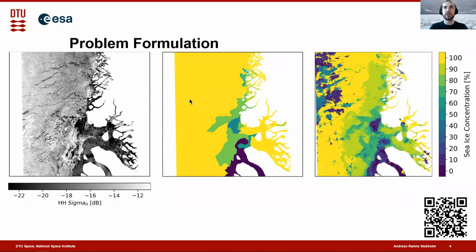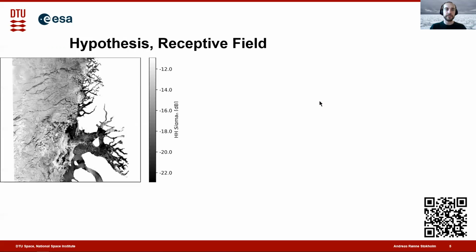This is then a typical output of a U-Net model trained on SAR data, where the model is clearly struggling in this area. We're investigating two hypotheses to improve model performance. The first is related to the receptive field, which is the number of pixels the model is able to see in the input when producing a pixel at the output.